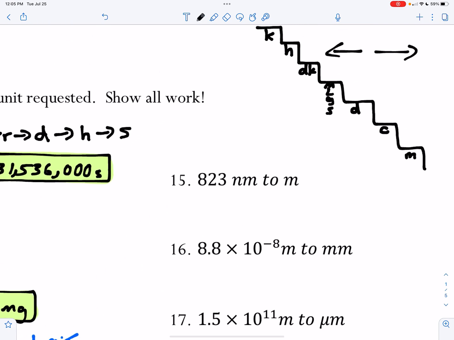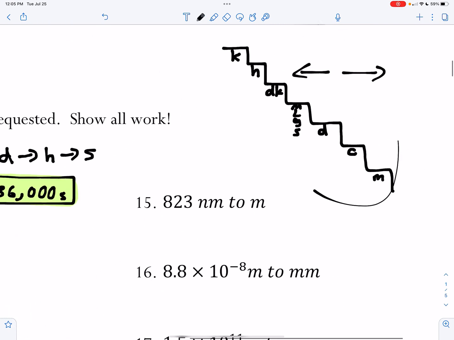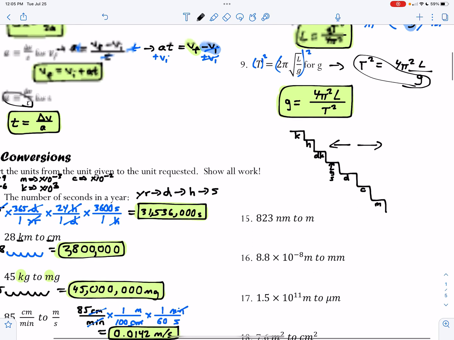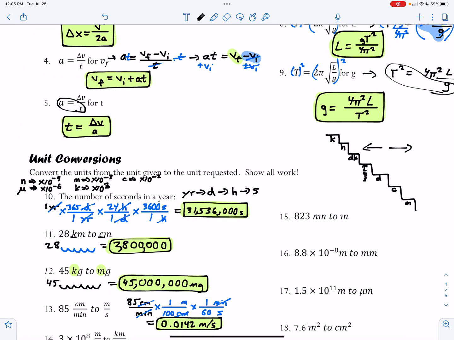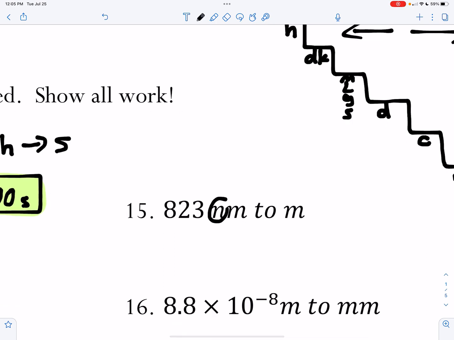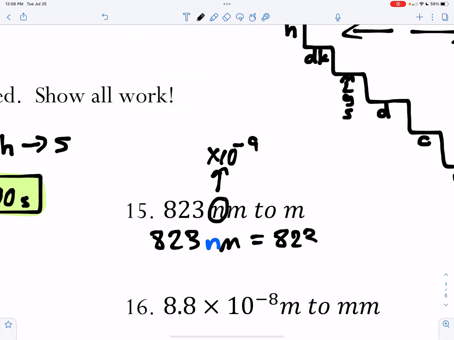Number 15, we are going nanometers to meters. Now you'll notice nanometers is not on here, so we're going to probably have to use our metric prefix there, and that's pretty easy. All we're going to do is replace this with times 10 to the negative 9. So 823 nanometers is the same as 823 times 10 to the negative 9 meters. You can see I just replaced nano with times 10 to the negative 9.